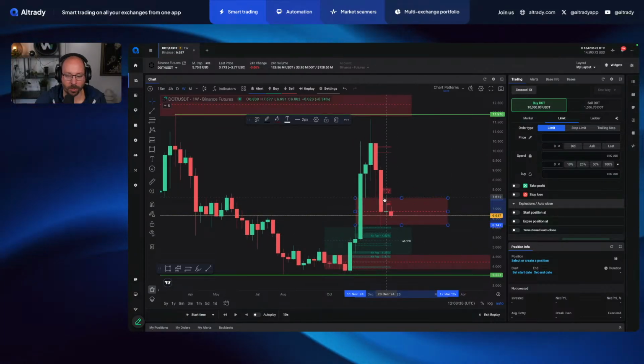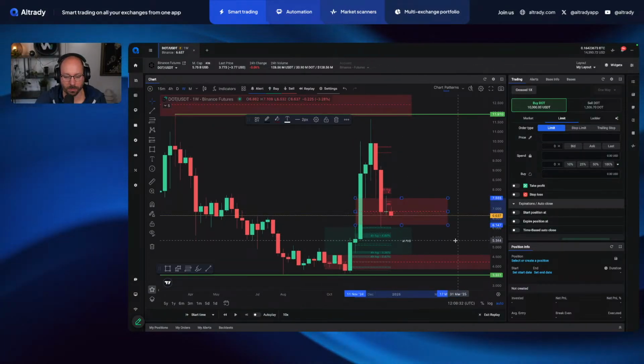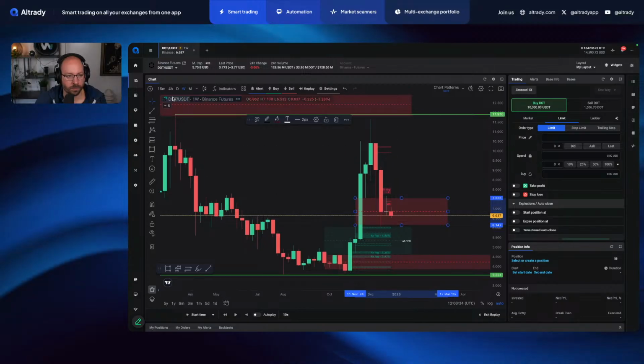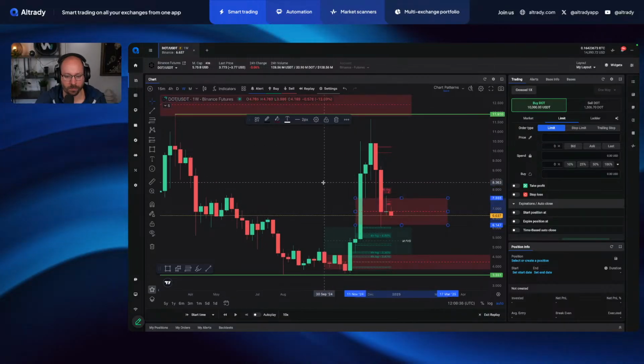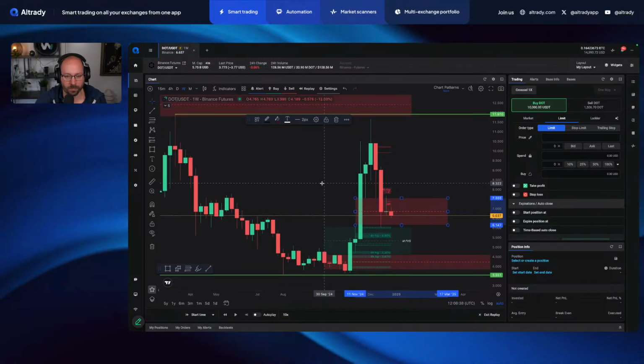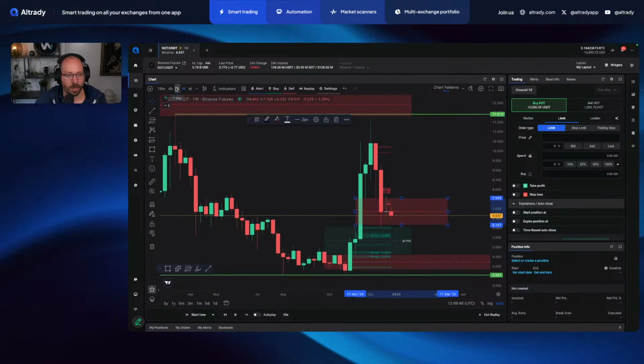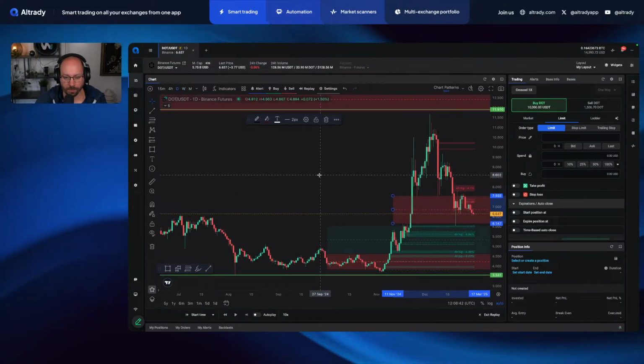Yeah, because it even broke out on this one again. Yeah, we need to look at lower time frames now for more details. Okay, so we're getting to the daily now.